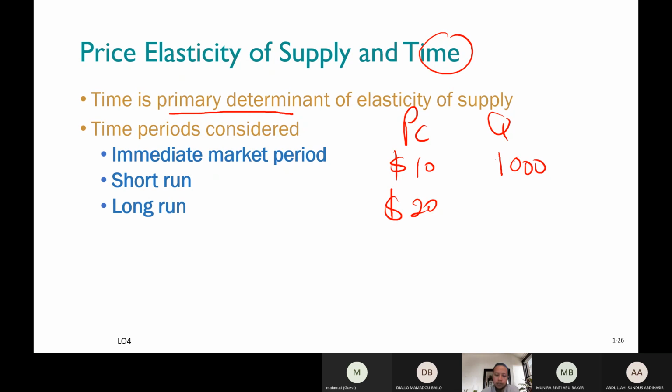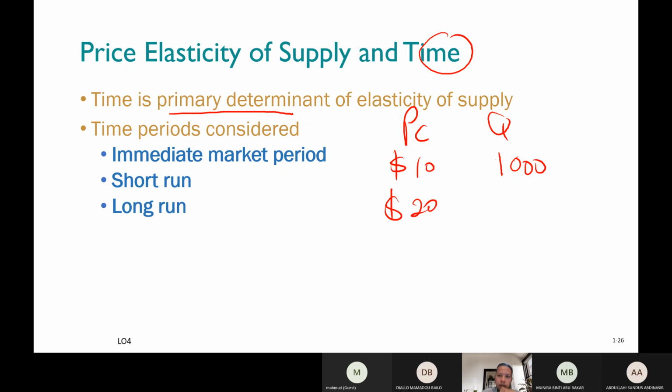Okay, so similarly for other products as well. For example, if you have a factory and the factory can produce 1,000 units of goods, and then let's say the price increases, the government says, previously you were selling for 100, but now we want you to sell for 150. But even though the price increases, you cannot simply increase the quantity. You need more time. Maybe hire more people to produce in the factory. Maybe you have to buy more machines in order to increase the quantity. So depending on the time, there is different price elasticity of supply.